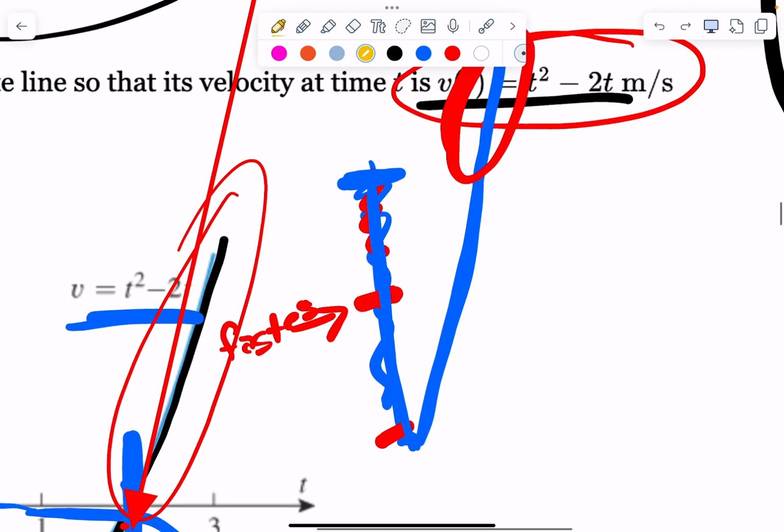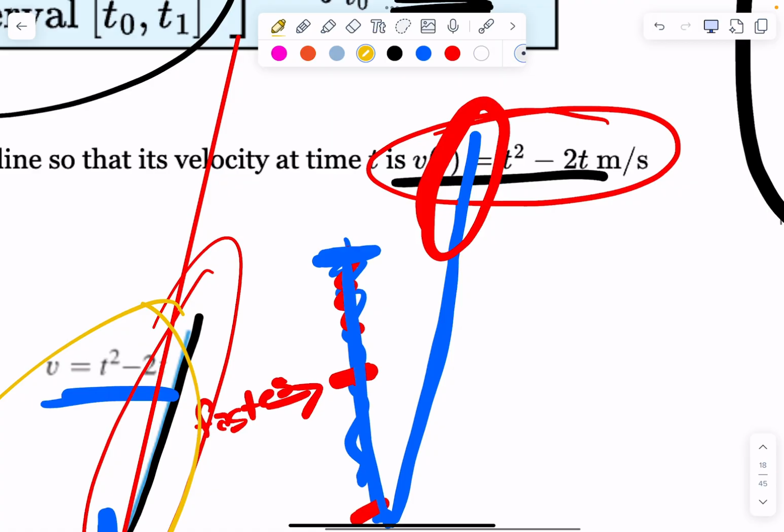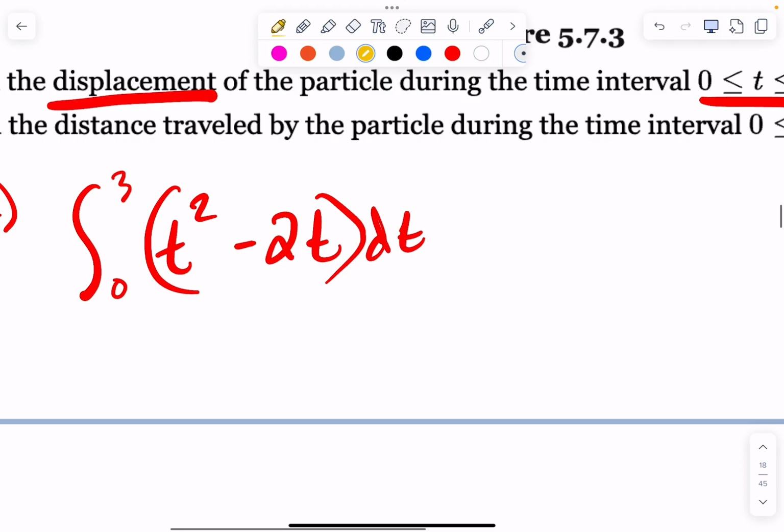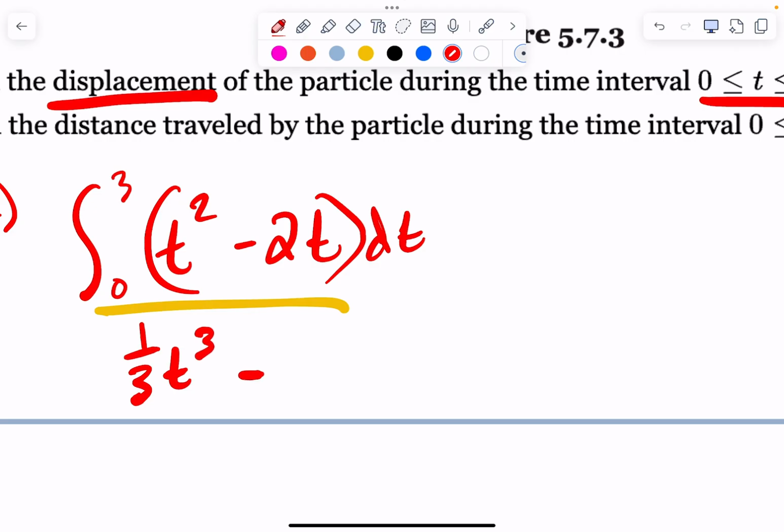Yeah. Like if this is my velocity, this is what my position function should be doing. It's having a negative velocity, then it's coming back up. So it's like going down, coming back up. So we're finding this displacement right here. All right, so all we're doing is finding the antiderivative of this function right here. We've got 1/3 t cubed minus, what's the antiderivative of 2t? T squared, right? The 2's cancel, okay?